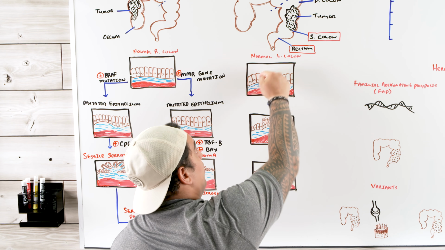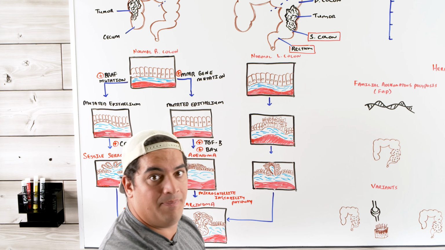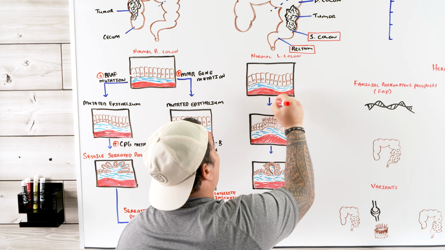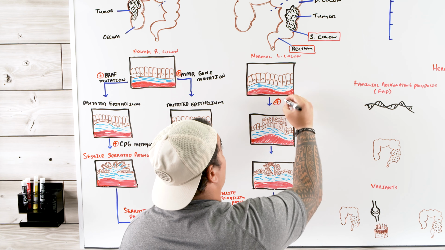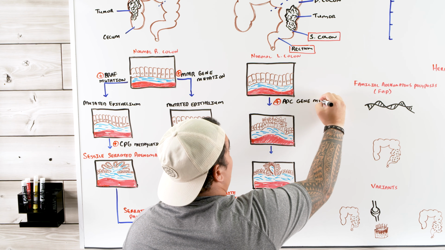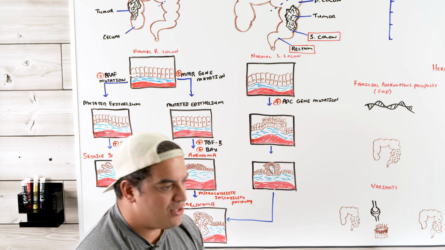So what happens with this one, and this is really, really important, guys, this epithelium develops a mutation. And this mutation is important to remember, and it's called the APC gene mutation. They actually lose it. So they develop a mutation, APC gene mutation.